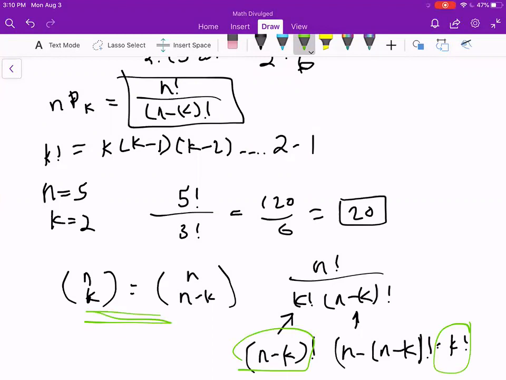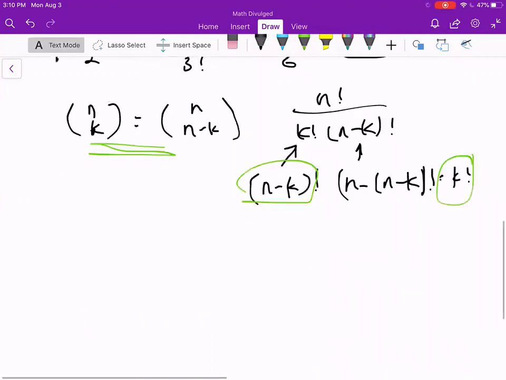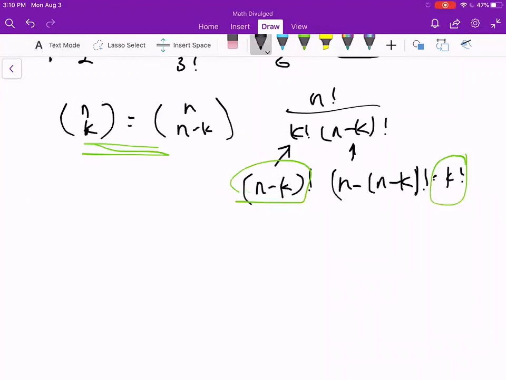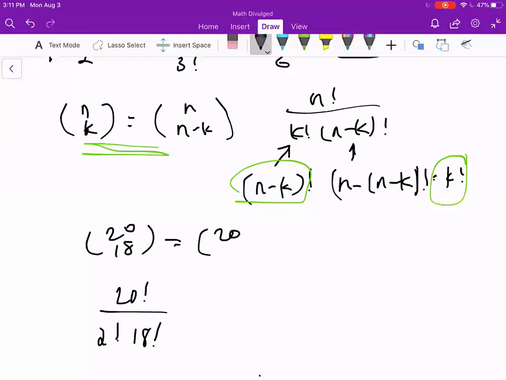So this just proves that these two are interchangeable. And the reason this is useful is because, let's say we have a big calculation like 20 choose 18. That would be a lot of work. You'd have to do 20 factorial over 2 factorial times 18 factorial, and this would cancel out, which we'll talk about later. But basically, if you want to do it faster, this is just essentially 20 choose 2.